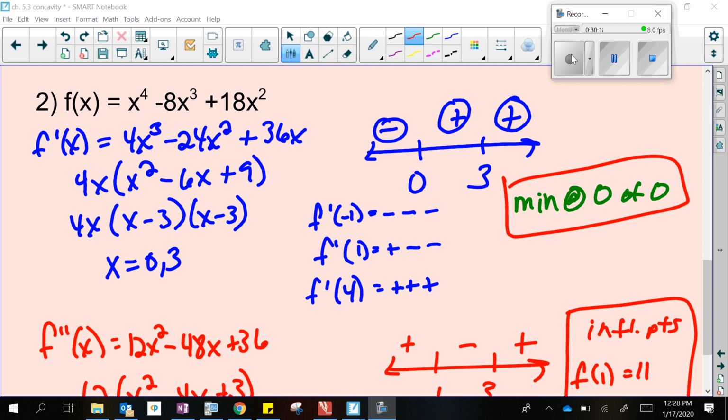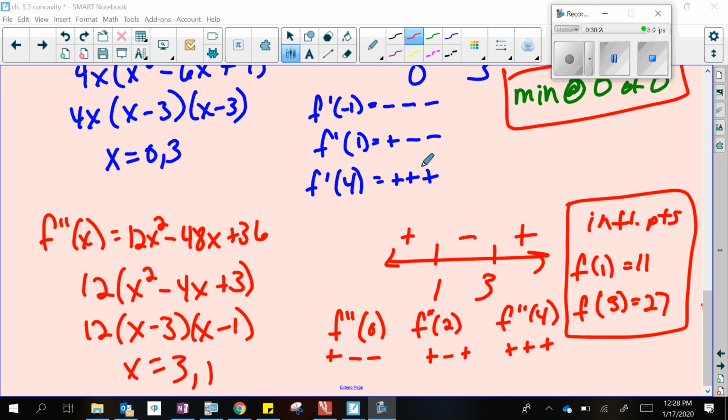Okay, so we found all this, and we found critical numbers of 0 and 3. So we're going to plot (0, 0) on the graph. Then you took the second derivative, and again found critical numbers of 3 and 1. So you have 3 happening again, right? And we found out that concavity is positive, negative, and then positive. And our inflection points are (1, 11) and (3, 27).